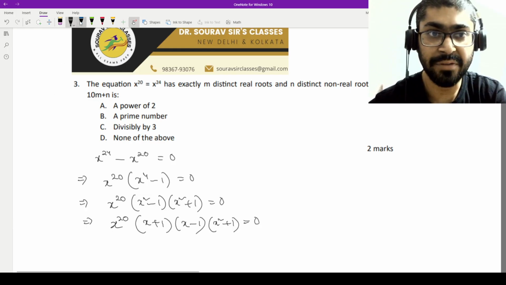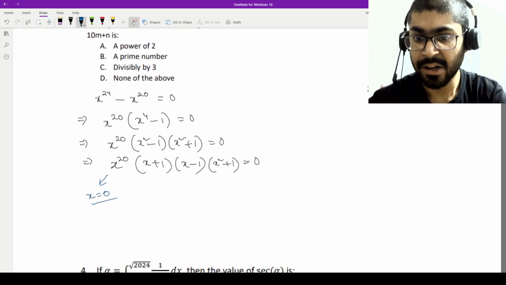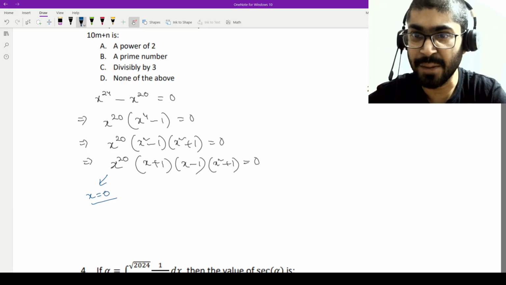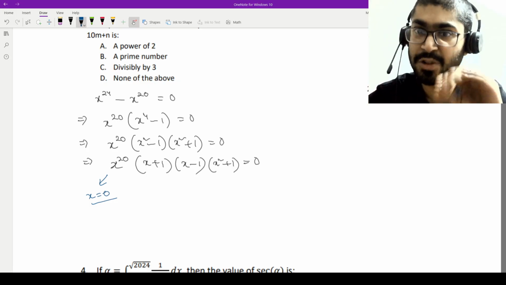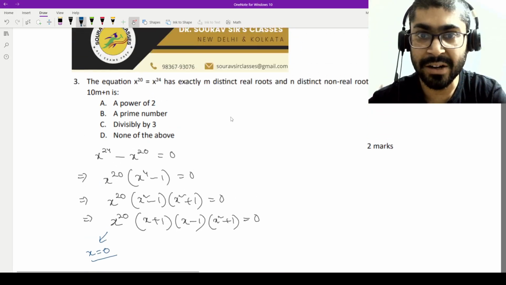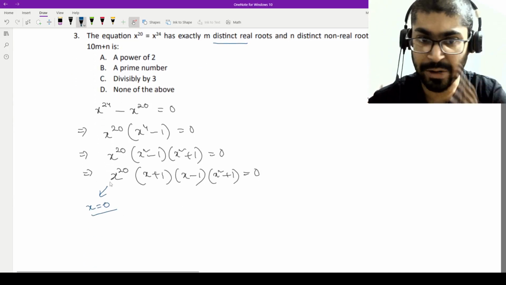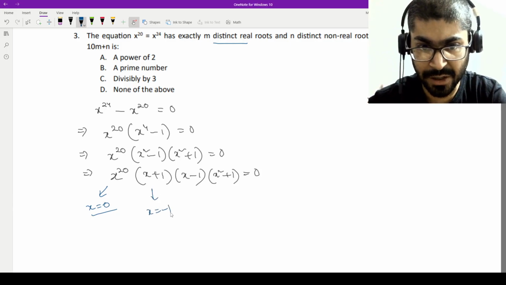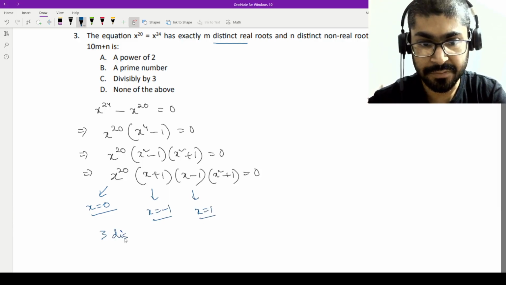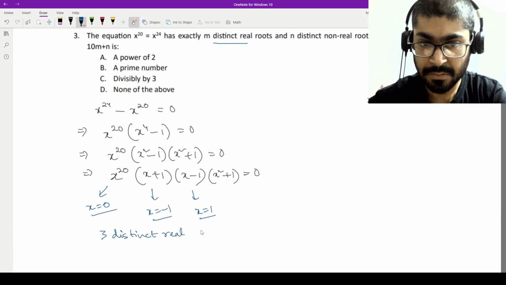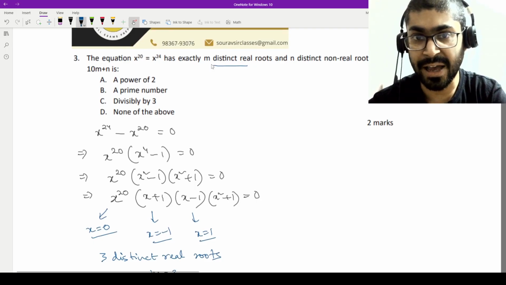So how many roots do you have here actually? Here you have 20 copies of x equal to 0, right? Now if a root gets repeated a certain number of times, then the number of repetitions is called the multiplicity of the root, isn't it? So here the multiplicity of 0 is 20, but we only have to calculate the distinct real roots. So all of these 20 zeros will be considered as 1. Okay, so we have one unique root as 0, the other will be x equal to minus 1, and the last one would be x equal to 1. So we have three distinct real roots. If we have three distinct real roots, then m is equal to 3, right? Because m is the number of distinct real roots.